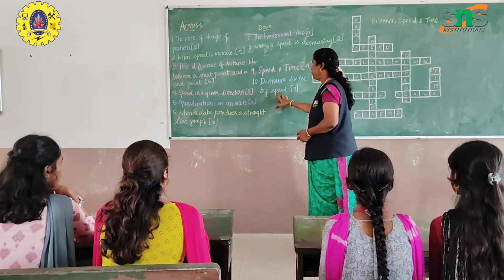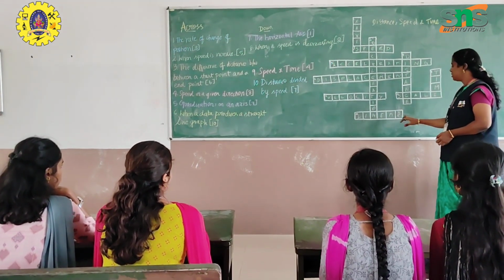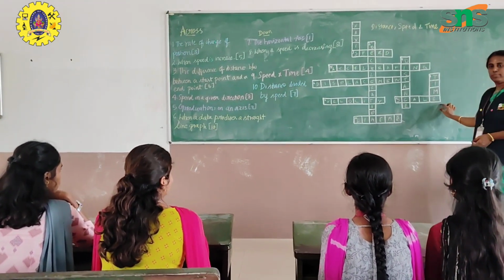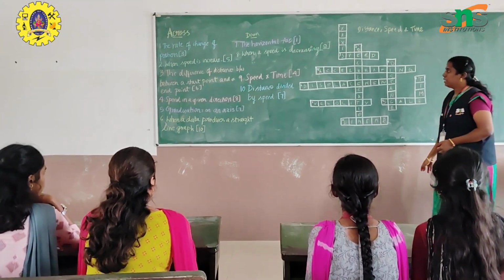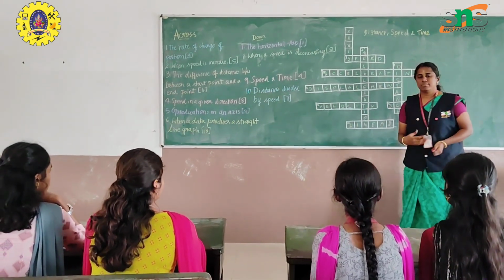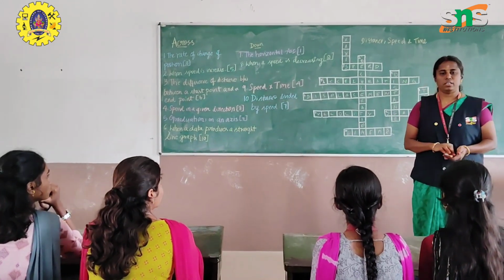And distance divided by speed is what? Time. So that is what is indicated by this seventh number, time. Okay. At last, speed into time is what? Distance. Okay. Thus we calculated the formulas and we remember the formulas by using this simple puzzle.